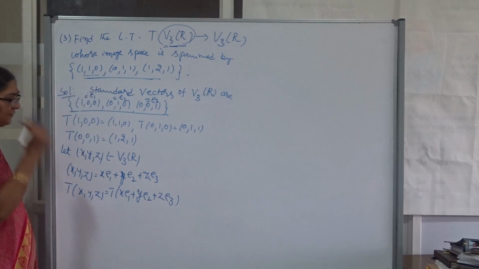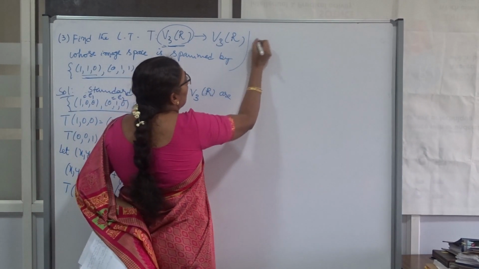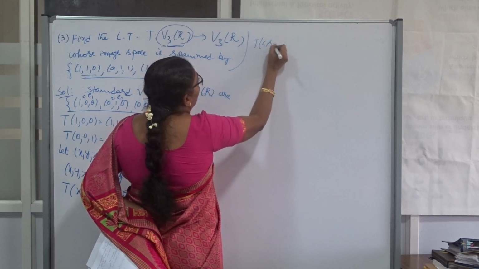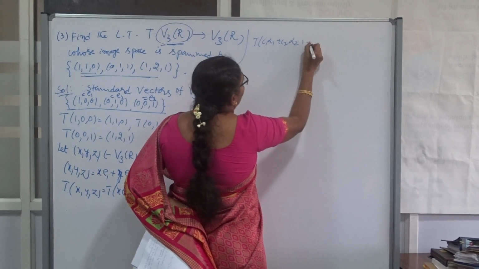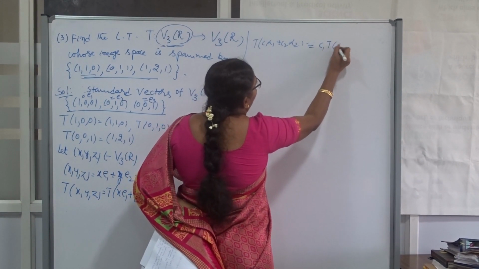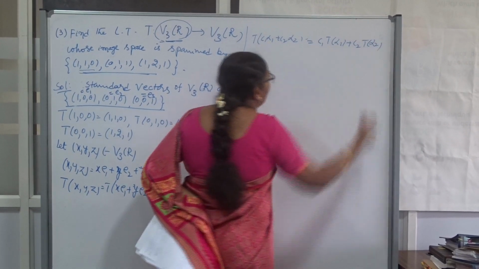One of the properties of a linear transformation is that T of c1 alpha 1 plus c2 alpha 2 can be written as c1 T of alpha 1 plus c2 T of alpha 2. We already derived this result by using mathematical induction.